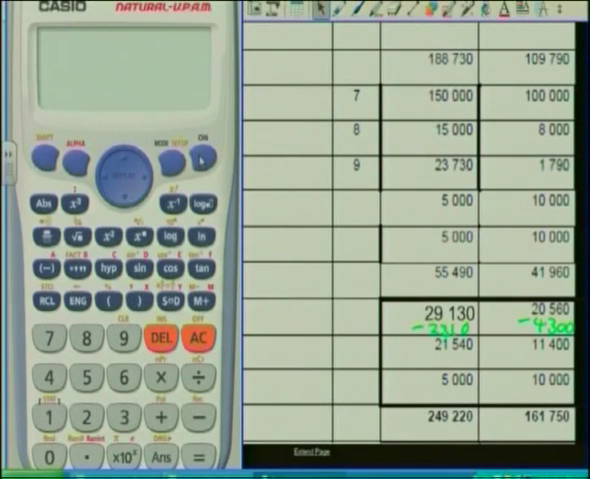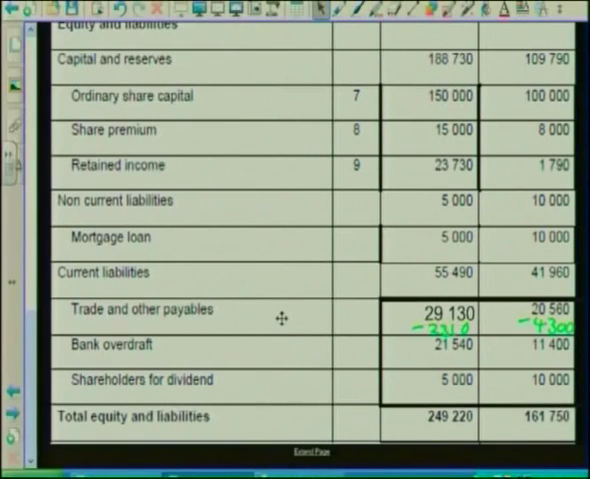2011, let's just fix this quickly. We've got an amount of 20,560. We're now excluding the 4,300 to get an amount of 16,260. So let's just write that amount in.